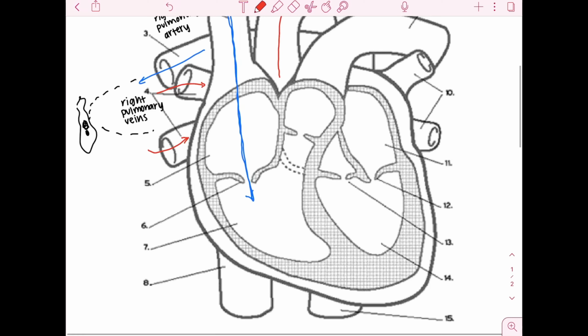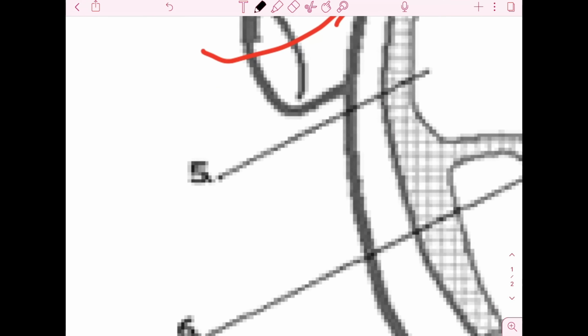But right now, let's go to number 5. So fifth, we have the right atrium. So number 5 is our right atrium.